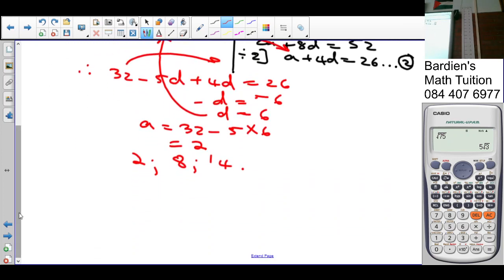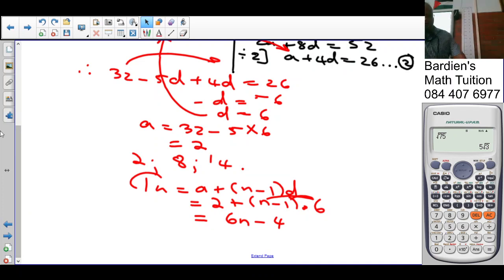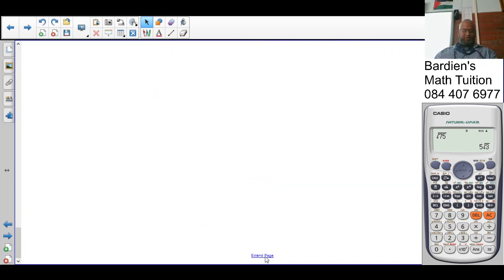To get the general term, Tn is equal to A plus n minus 1 D. What's your A value? 2 plus n minus 1 times 6, I'm adding 6 all the time. Go and multiply that in, so it's going to be 6n minus 6 plus 2, which is 6n minus 4. Okay, who asked this question? Where did you go wrong?